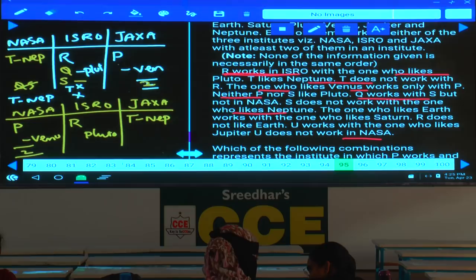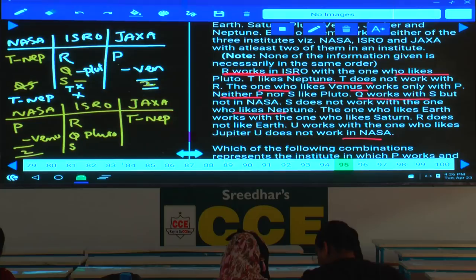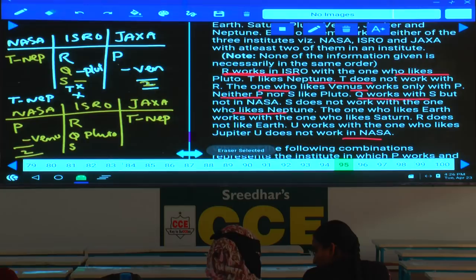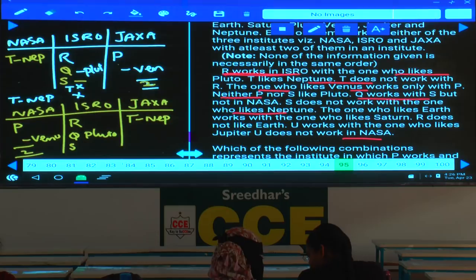Done with this? Then, S does not work with the one who likes Neptune. The one who likes Earth works with the one who likes Saturn. Saturn and Earth must be together. In the first case, if you observe here, there are three persons in ISRO, and in the remaining two we must have only two persons each, isn't it? Now, in the first case, tell me, can Saturn and Earth be NASA or not? If Saturn and Earth are NASA, then you will have three persons from NASA, which is not possible. Same is the case with JAXA. And this Saturn and Earth must be R and S in any order.